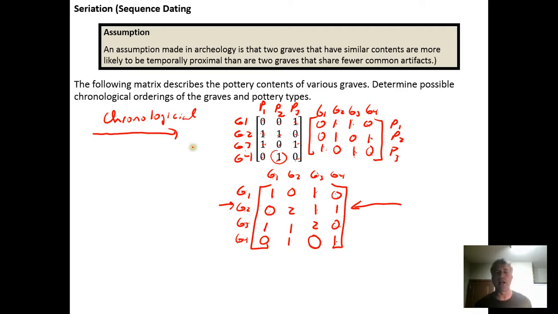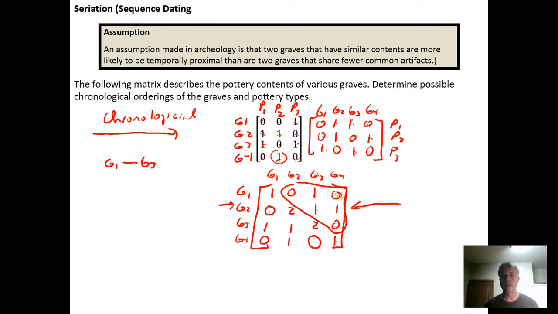It turns out we can't get a direction from this, but we can relate chronologically the graves by analyzing the information in this upper corner above the main diagonal. So this here says that grave 1 and grave 2 have nothing in common. They're not related in time because they shared no common pottery types. But grave 1 and grave 3, because they share a common pottery type, might be related in time. So grave 1 appears to be related temporally to grave 3. We don't know if grave 1 came first and then grave 3, or if grave 3 came first and then grave 1. We just know that they're related in time.